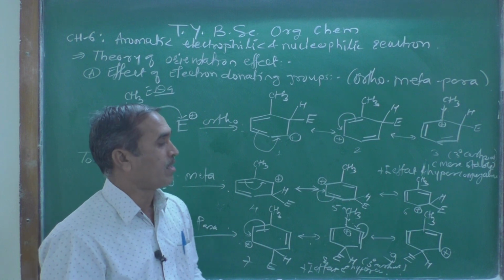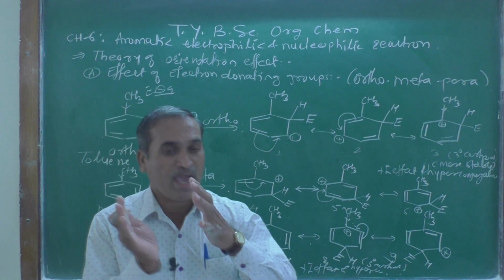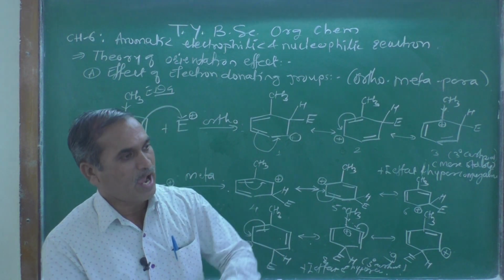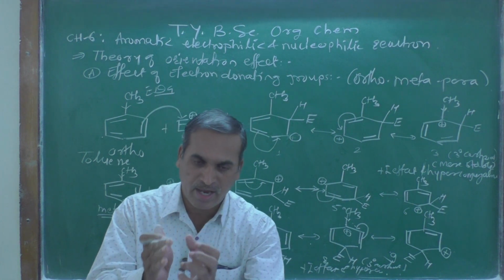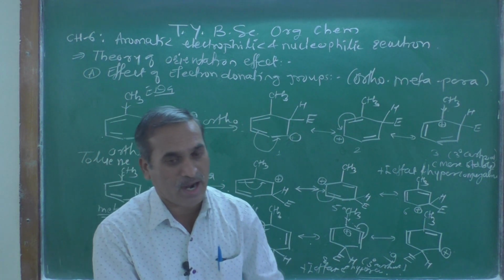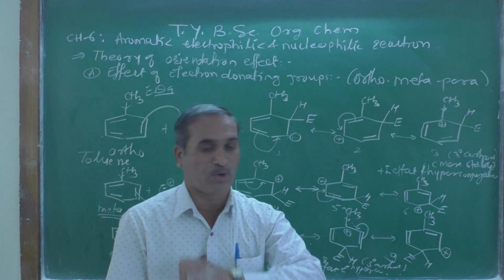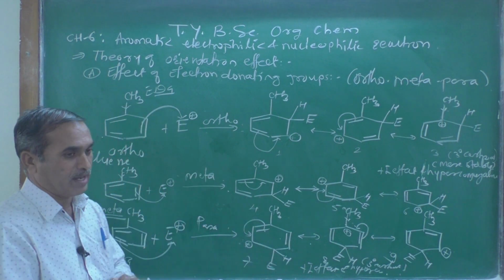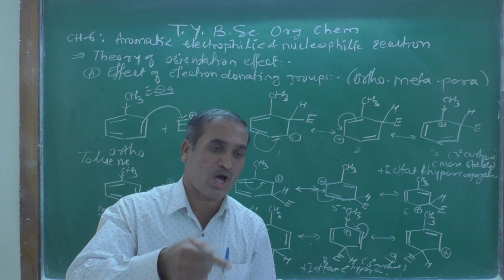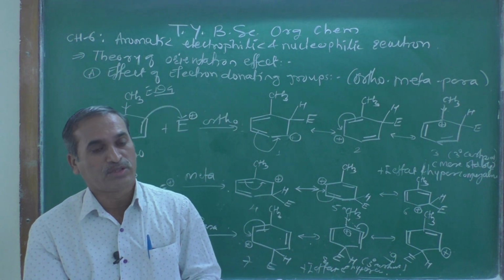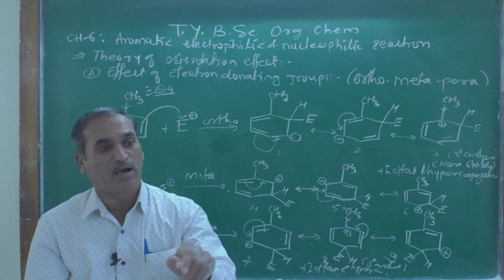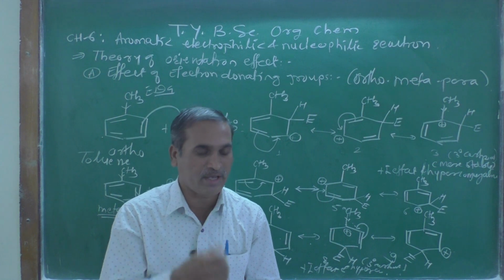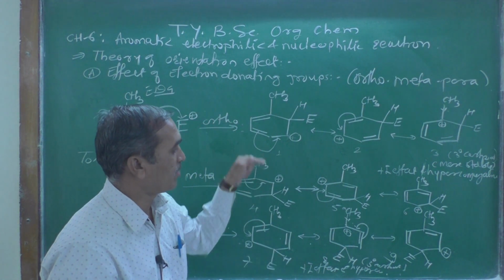They are activated, which means the electrophile can attack. There is the possibility of attack of the electrophile at the ortho position, at the meta position, and at the para position. All 3 positions are there, meaning the orientation ortho, meta and para. But when electron donating groups are present, the ortho and para positions have higher activity.